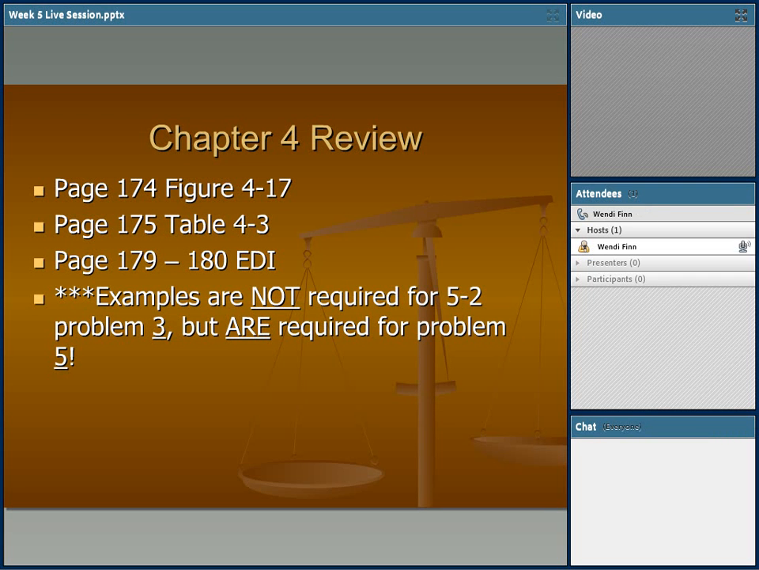EDI is the current environment. Transactions are coming in electronically, being processed right through the system and going out the other end, oftentimes without being seen or touched by a human individual. So take a look at 179, 180. Let me know if you have any questions.